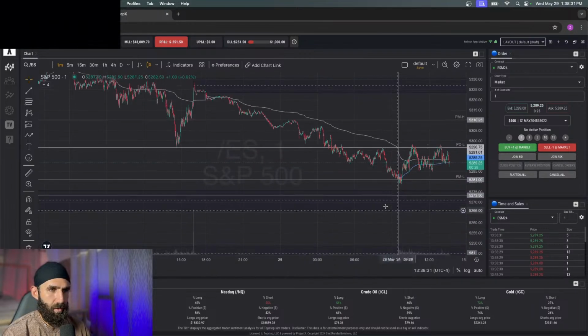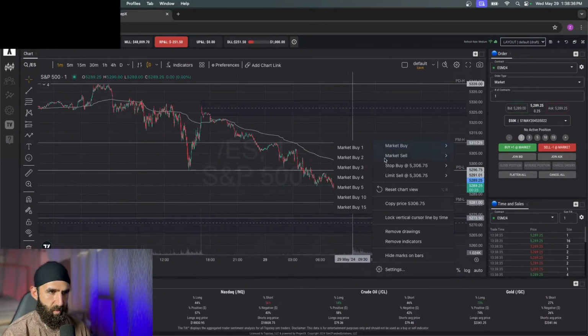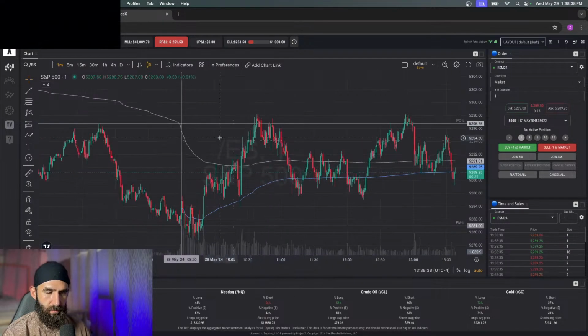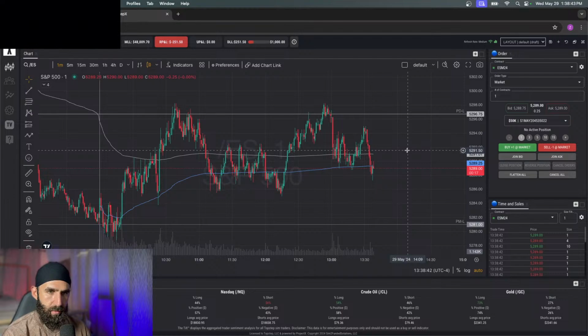Get the VWAP line. I don't know if it's just TopStepX that does this, but the VWAP ends up in a weird place if you go to different charts or different time frames on the same instrument.